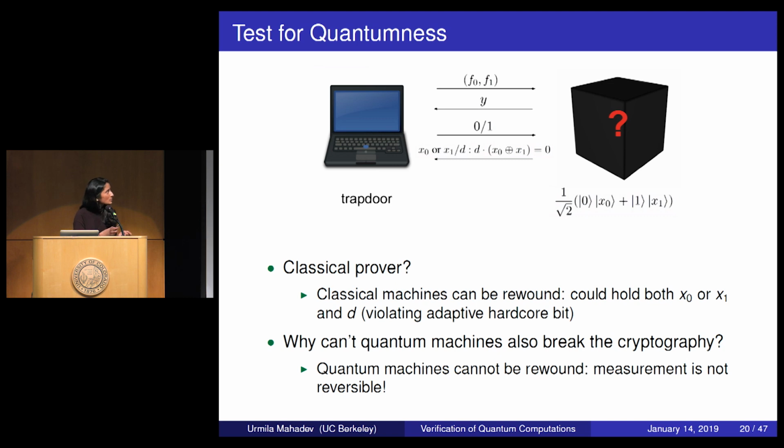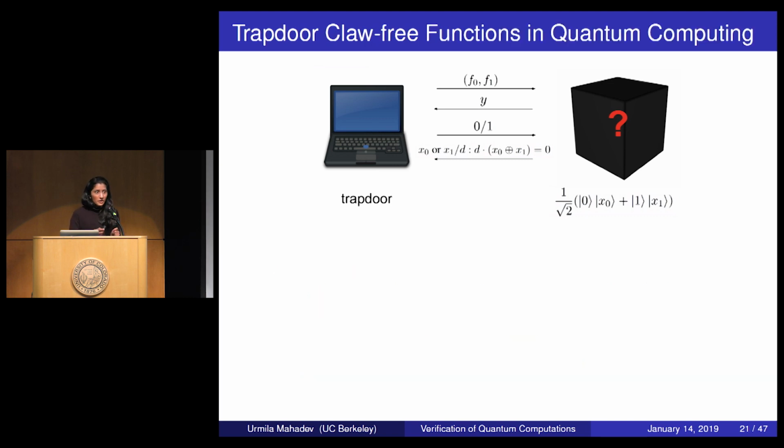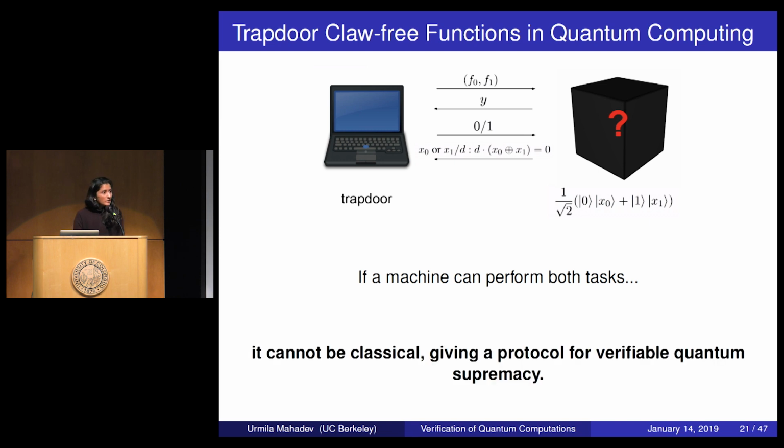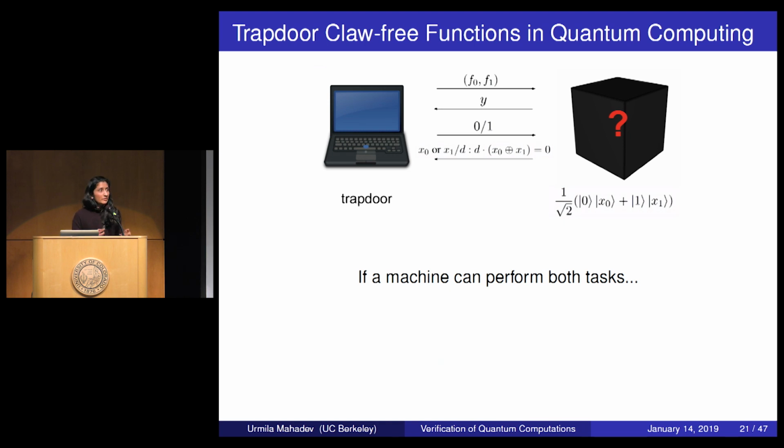Okay, so now let's look at this protocol and look at all the implications that it gives us. The first is what I just told you. If a machine can perform both tasks, it cannot be classical, giving us a protocol for verifiable quantum supremacy. Now, the next task is pretty interesting. So quantum machines inherently generate randomness through measurements. And one huge cryptographic task is whether we can generate certifiable randomness from quantum machines. So can you run a protocol with a quantum machine where you can certify that it's actually generating randomness? And this protocol also gives a certifiable randomness protocol.